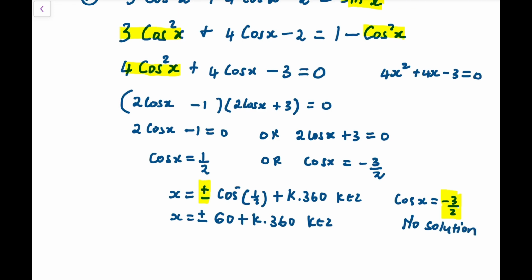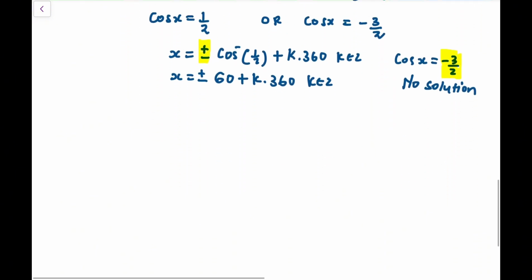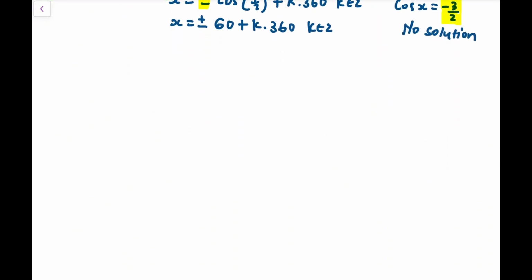And then let's look at question number 3. Find the general solution again, but now we are given tan alpha is equal to cos alpha. Now we are required to find the general solution.